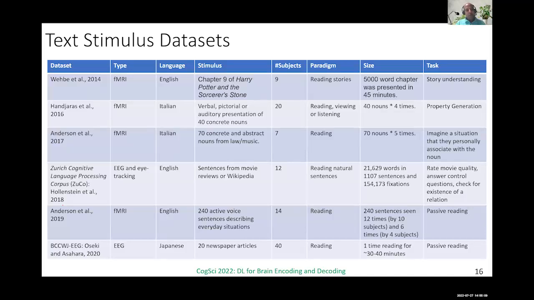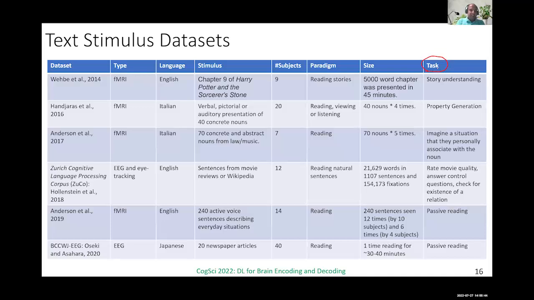So let me talk about a few text stimuli data sets. Now, there are several of them, of course, as you see them here. The way we have arranged them is to put up the data set, the type of the data set, language, stimulus, number of subjects, the paradigm. So essentially, what were the subjects told to do? Or rather, what were they mainly doing as an activity? The size of the data sort of tells you how big this data set is, how seriously you could use it, or how more confident you could be in terms of conclusions that you can derive from experiments on these data sets. And lastly, the task. What task were the subjects involved in when the data set was collected?